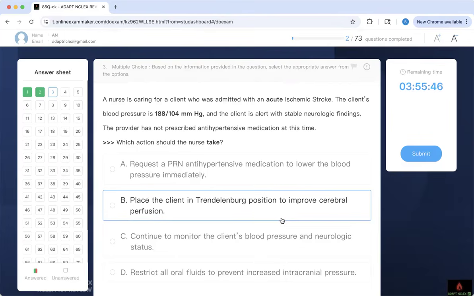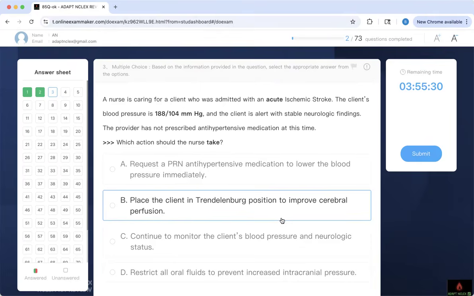Request the PRN antihypertensive medication to lower the blood pressure immediately. Place the client in a position to improve cerebral perfusion. Continue to monitor the client's blood pressure and neurological status. Restrict all oral fluid to prevent increased intracranial pressure.